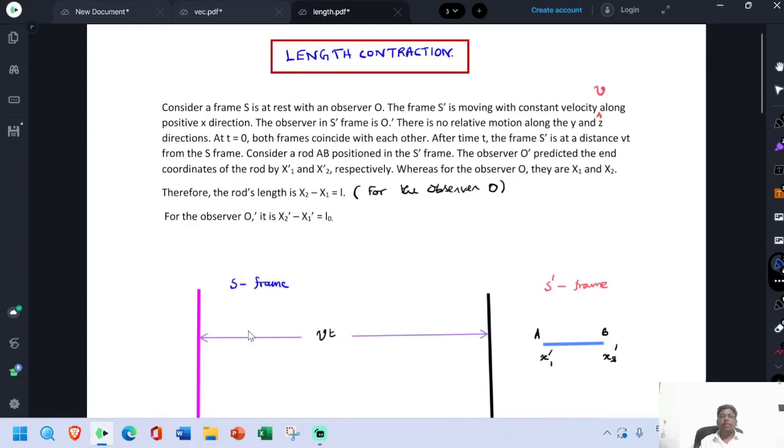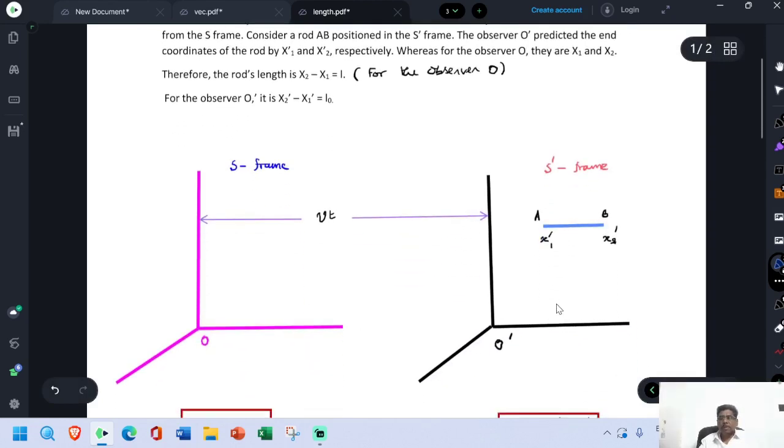In this presentation, we have talked about a new topic, length contraction. Consider a frame S which is at rest and having an observer O. The S dash frame is moving with the constant velocity V along the positive x direction, and O dash is an observer in the S dash frame. There is no relative motion along the y and z directions. It means the S dash frame is not moving in the upward and downward directions.